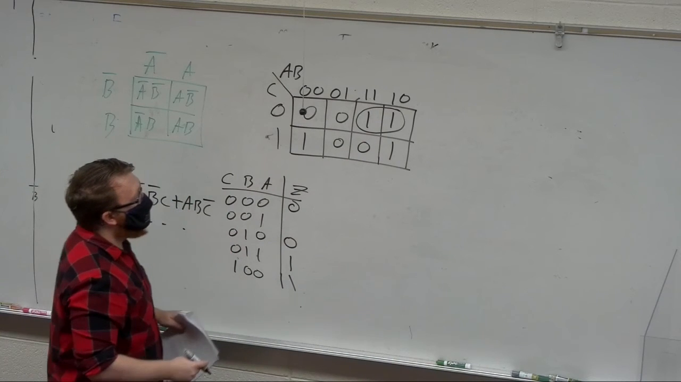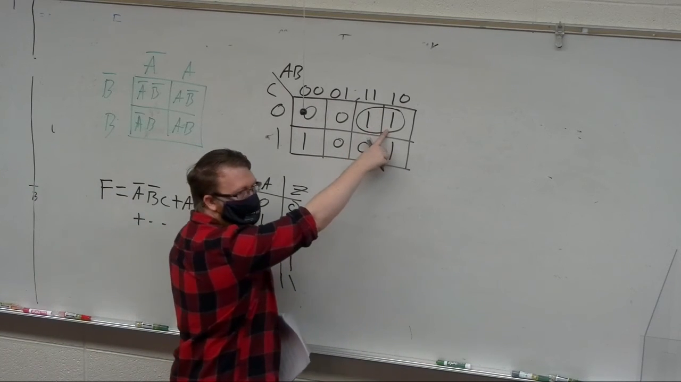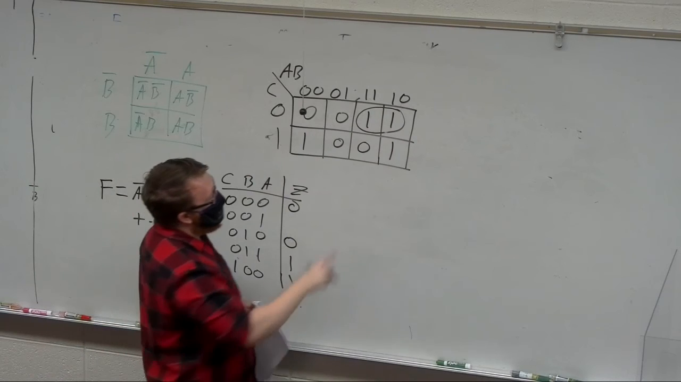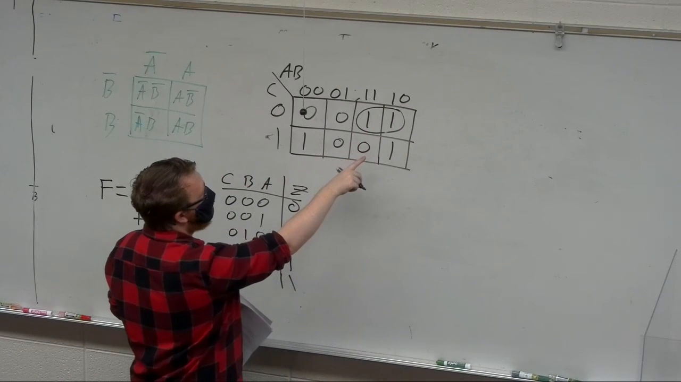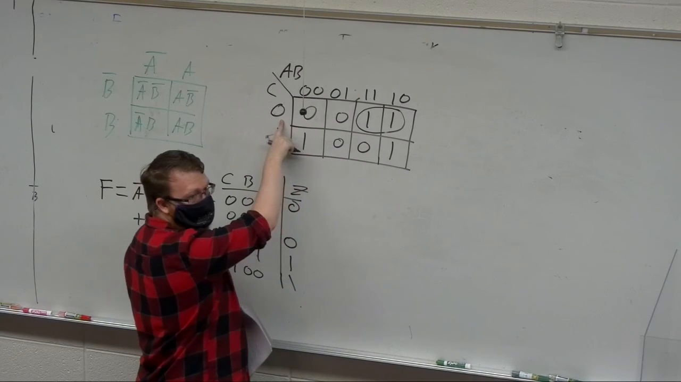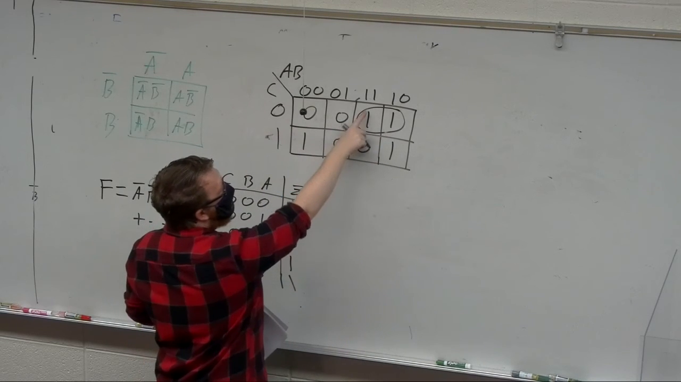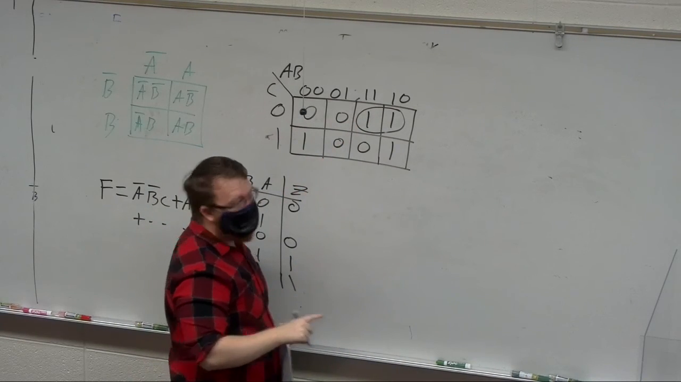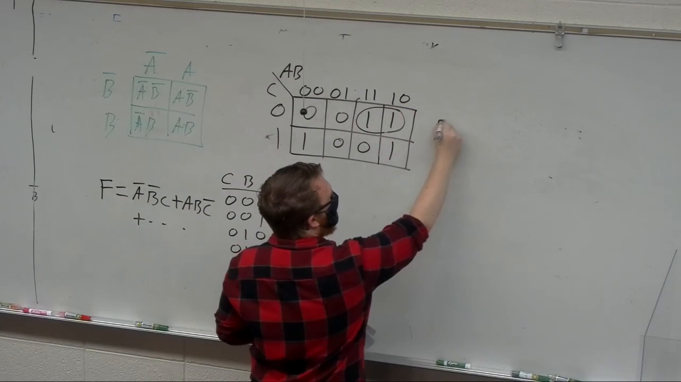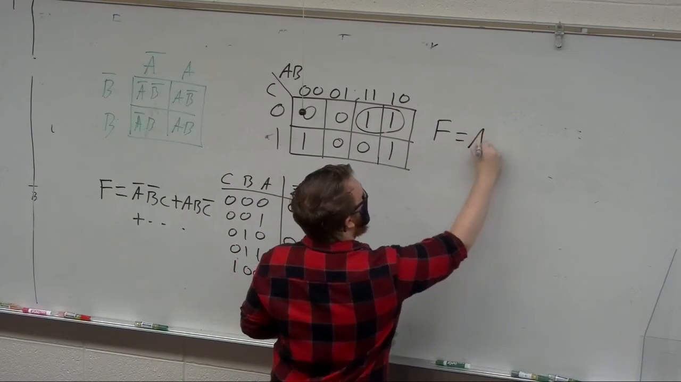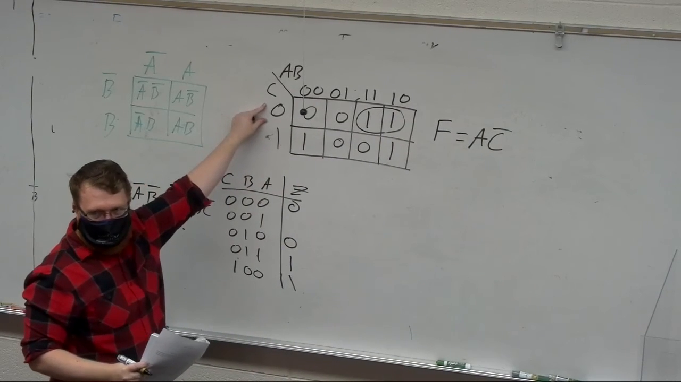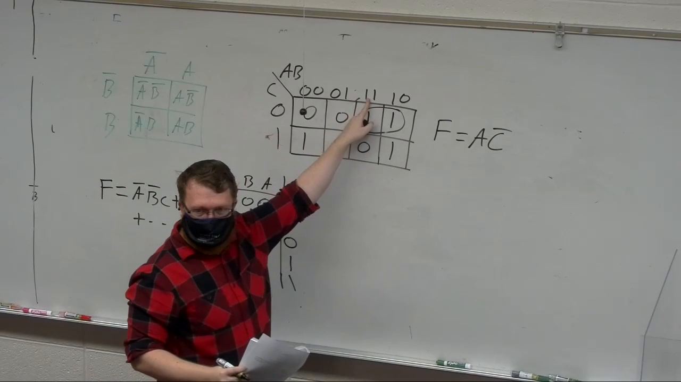The way you do that is, instead of having this one as a term and this one as a term, they're logically adjacent, so we can combine them into a single term. We've circled this. C does not change, right? Because it's horizontal. And A does not change, but B does change. So what that circle represents is A, C bar, because C doesn't change and it's 0, and A doesn't change and it's 1.